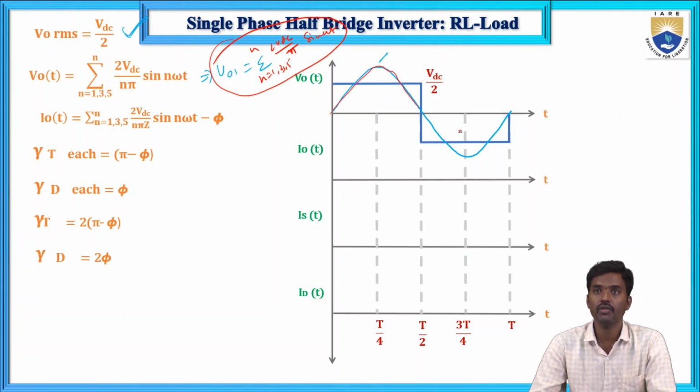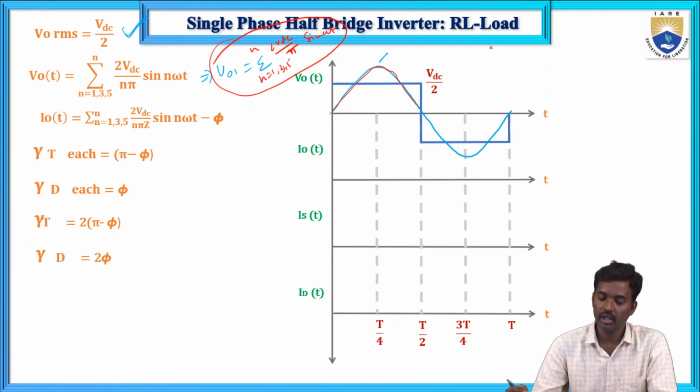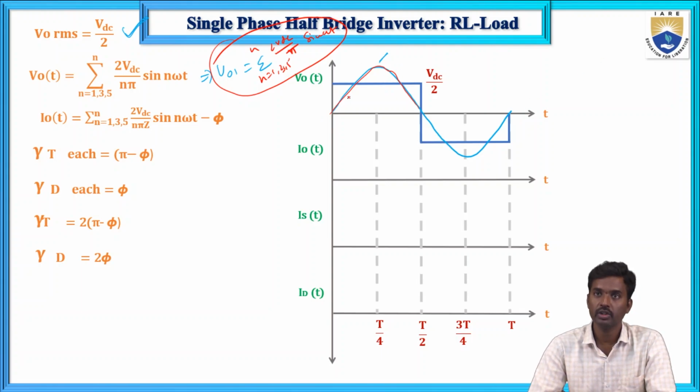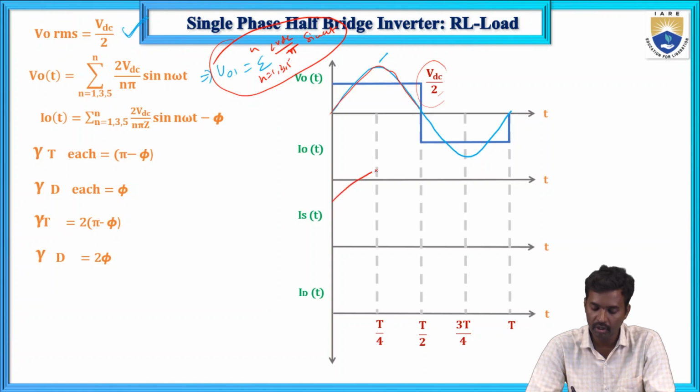So any square wave or any periodic wave is resolved into a series of sine waves with different frequencies. Here the first frequency is the fundamental output voltage. So this output voltage peak value is always greater than the total output voltage. So now here what about the current? So now here I am drawing the current waveform. So this is the current waveform.